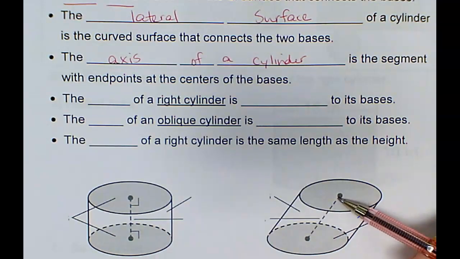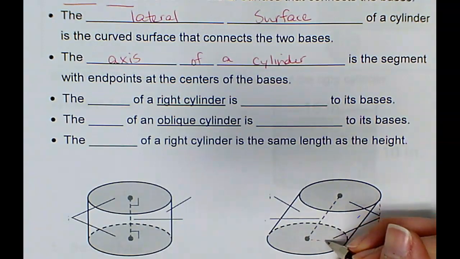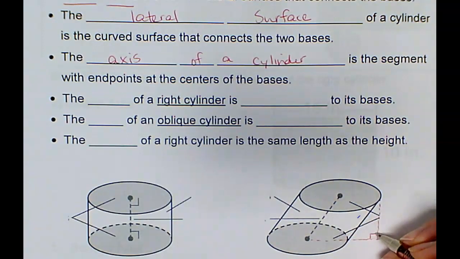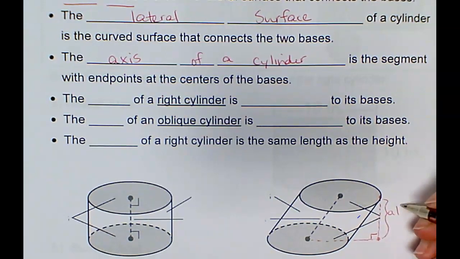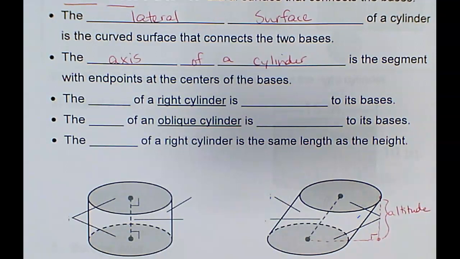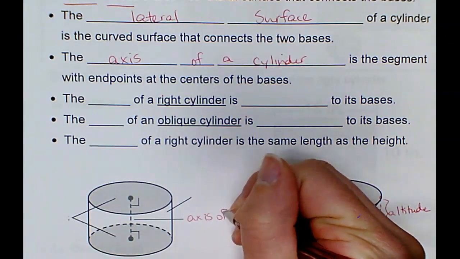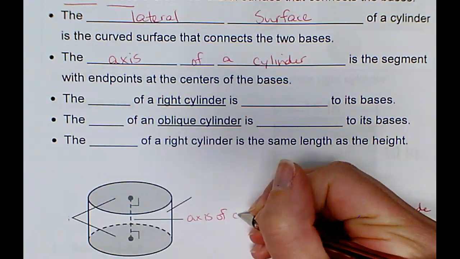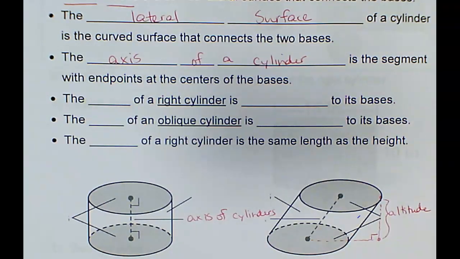But here, this is not. An altitude would be something that would be out here. So this distance, this is an altitude. But this and this are both axes of cylinders. My brain is thinking about algebra.